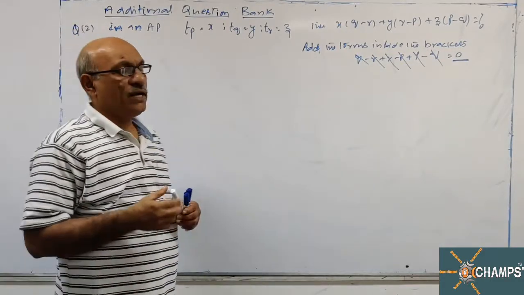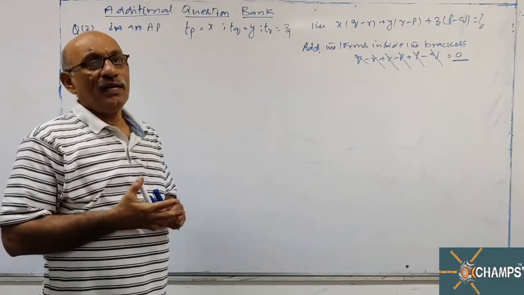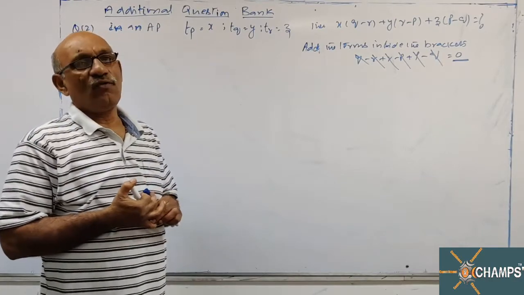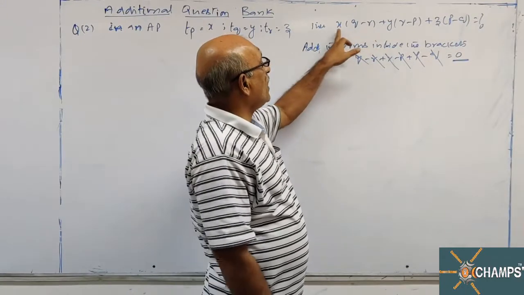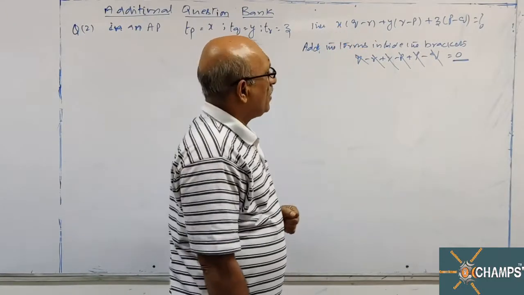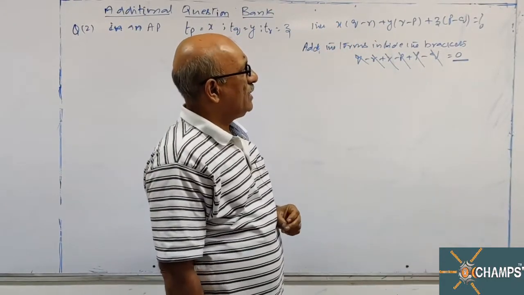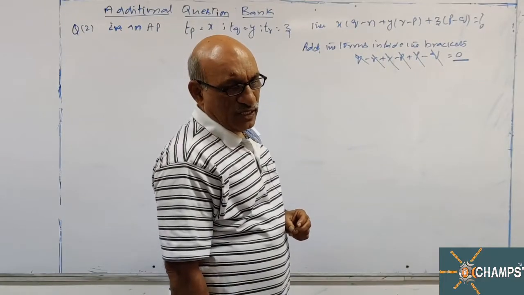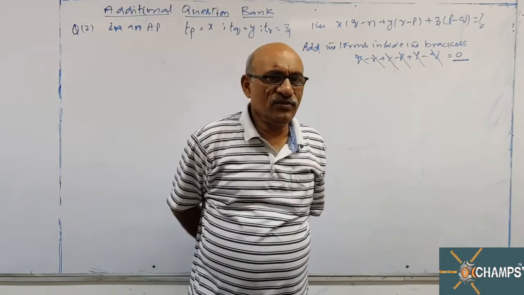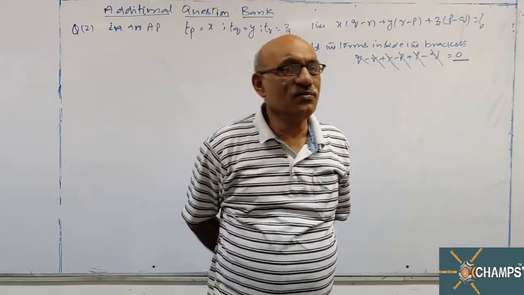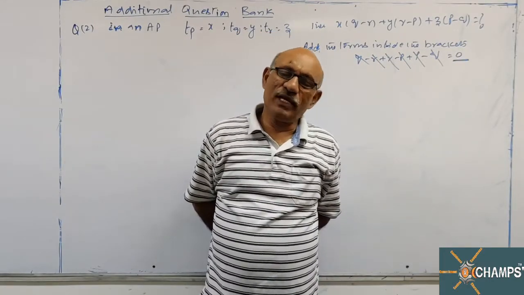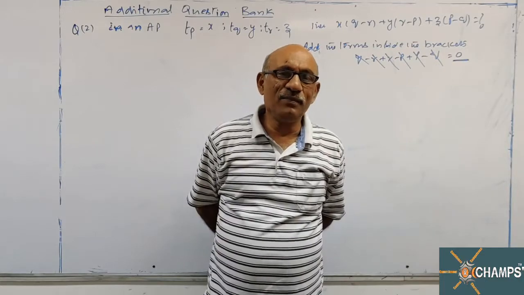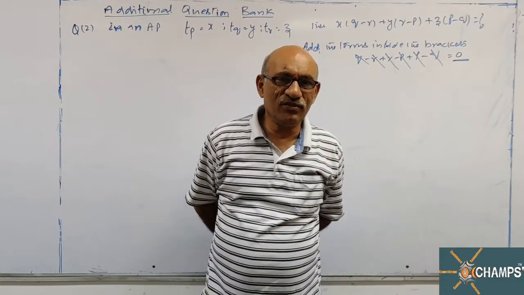Now here you will get a doubt. How can we add the terms inside the brackets when their coefficients are not the same? Q minus R coefficient is X. R minus P coefficient is Y. P minus Q coefficient is Z. Since their coefficients are different, you cannot add the terms inside the brackets straight away. Still the answer is 0, that I am proving. I am giving a descriptive approach for this.